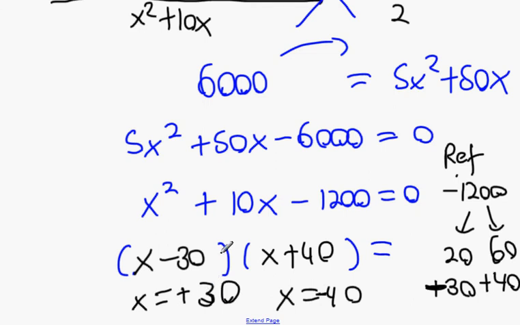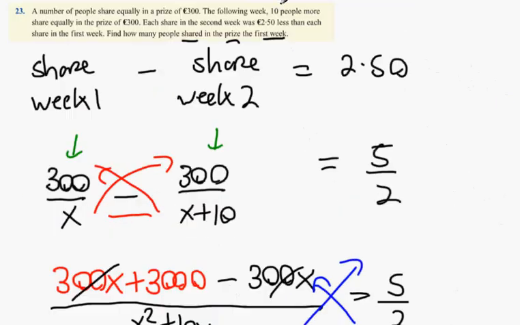Check your answer. What you can do is sub back into the top. If week 1 is 30 people, that means each gets a tenner in the first week. If week 2 is 30 plus 10, which is 40, 300 divided by 40 is €7.50. The difference between €10 and €7.50 is €2.50. Okay? So that's it.